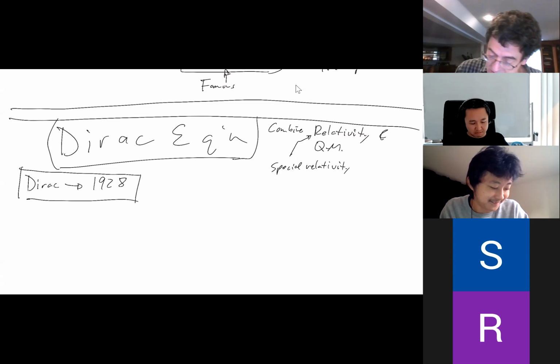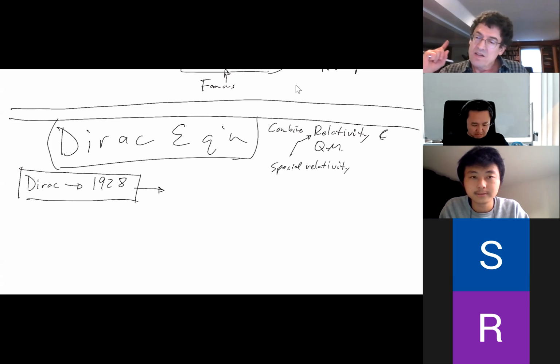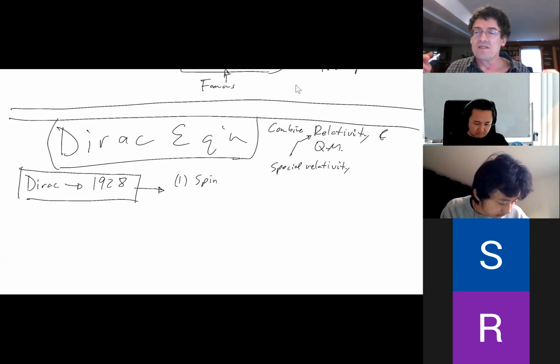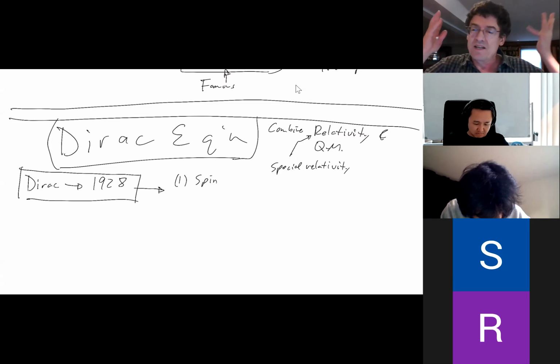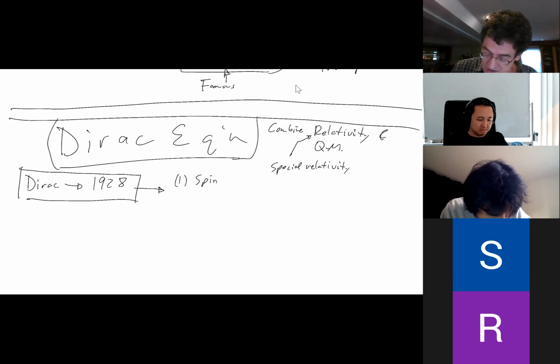The reason why this is significant is that when you do the Dirac equation, two things pop out of it. One thing that you get is spin. Spin just comes right out. You combine relativity with quantum mechanics and boom, spin. Spin happens. You have to have spin. So that's quite beautiful and amazing. And the second thing is that you get antiparticles.